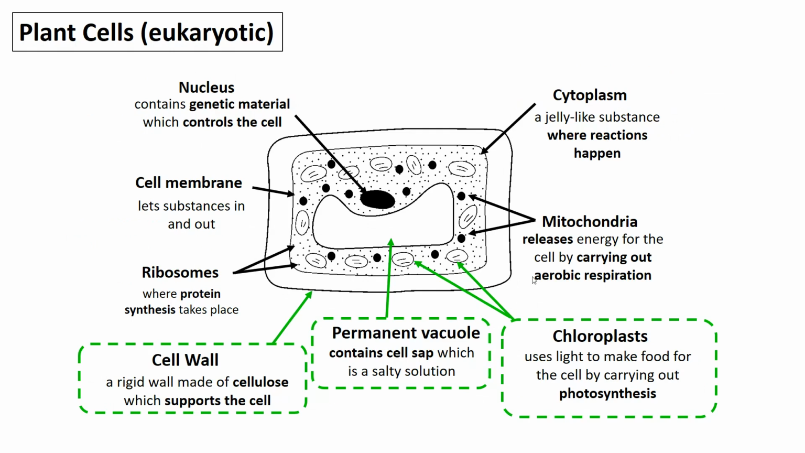If we look at a typical plant cell, they're also eukaryotic because they have a nucleus, but they have different parts to an animal cell. And those different parts are the cell wall, which is made of cellulose, and that supports the cell. It doesn't protect the cell, it supports it. It helps the plant to grow into the large organisms that they can be. They also have permanent vacuoles. They contain the cell sap, and they have chloroplasts, and their role is to carry out photosynthesis.